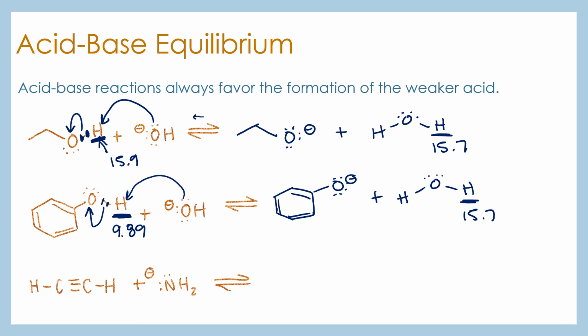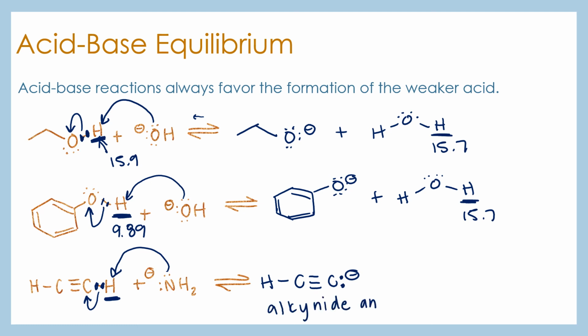So azanide can pick up the terminal proton on this alkyne. Terminal means on the end. And that's going to cause this bond to break and put the electrons onto the carbon. So now we've created a negatively charged carbon, and this type of ion is called an alkynide ion. And we'll also make ammonia.